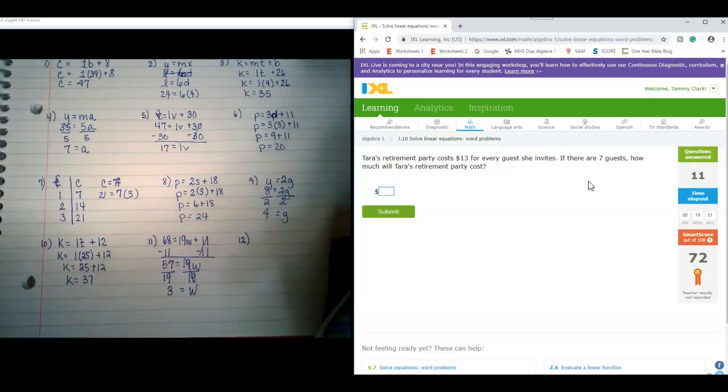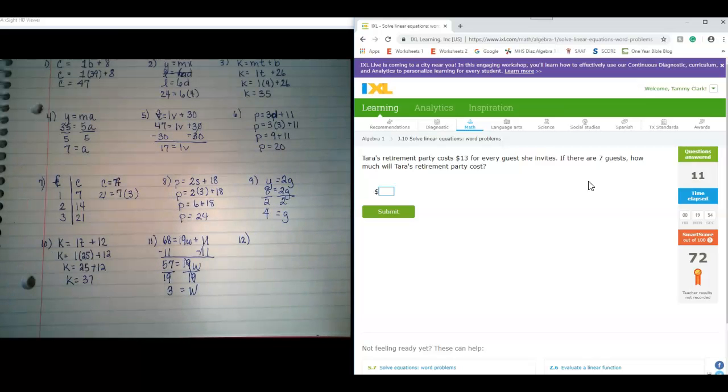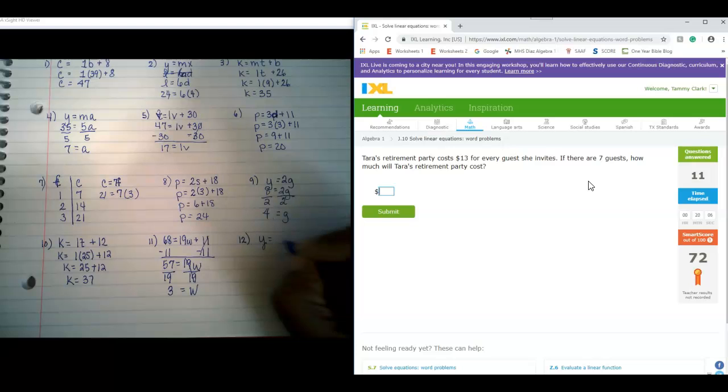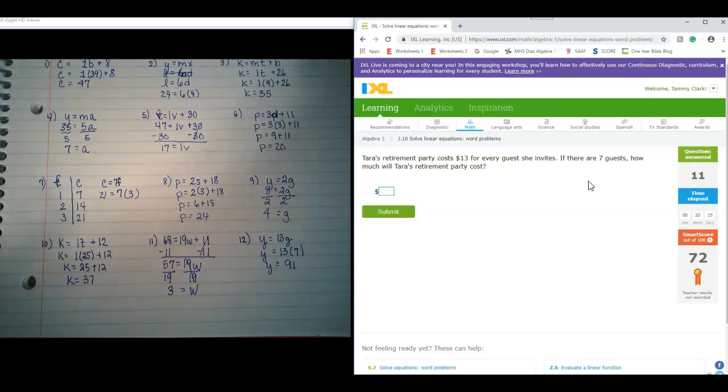Let's look at number 12. Tara's retirement party costs $13 for every guest she invites. If there are 7 guests, how much will Tara's retirement party cost? Well, what we want to know is the total. We know it's $13 per guest. And we know that there are 7 guests. So we know 13 times 7 would be, 7 times 3 is 21. Carry the 2. It would be $91.